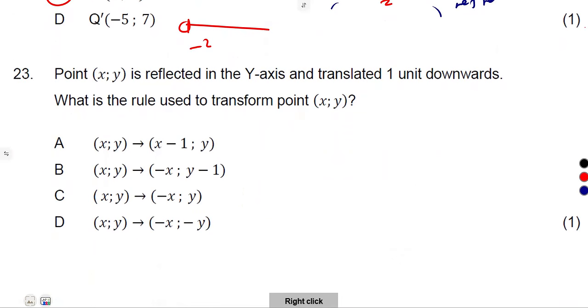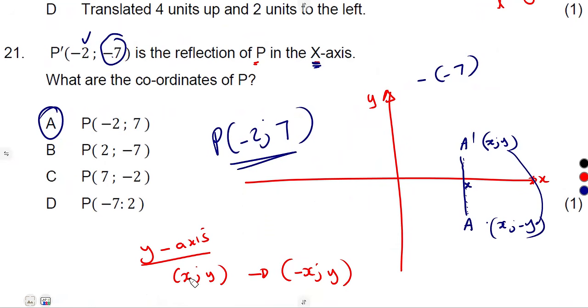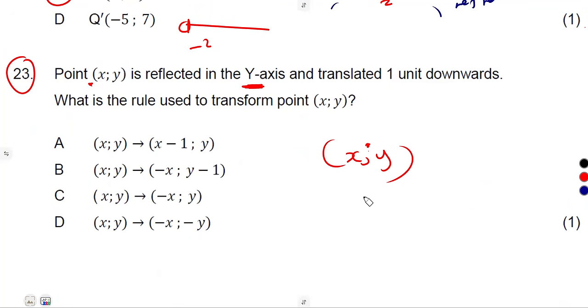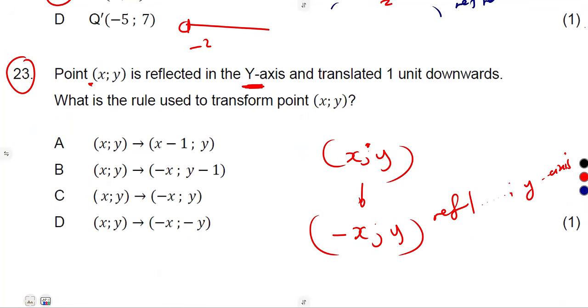Look at this one. What are they saying here? There is a point which is called x, y. What happened to it? Reflected in the y-axis. Let's start with that one. What did I say about reflection in the y-axis? Reflection in the y-axis changes the x value to a minus. So this point was going to change into minus x, y like this. This is reflection in the y-axis, as we are given first.